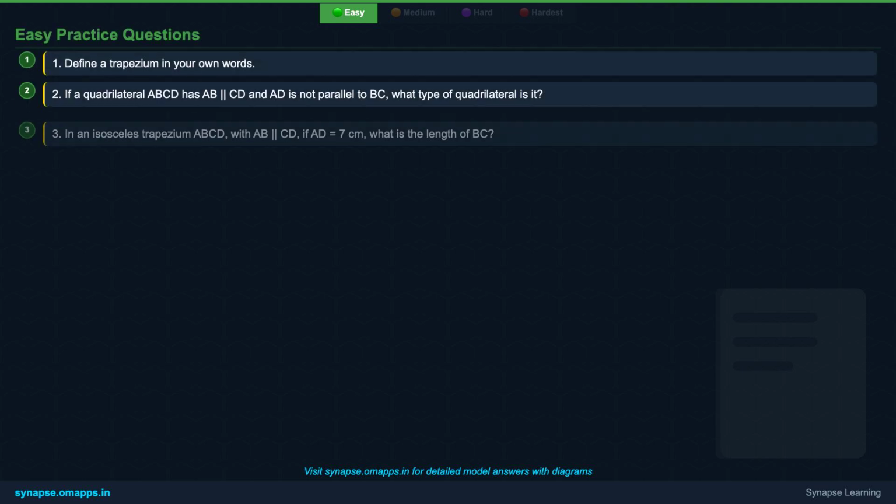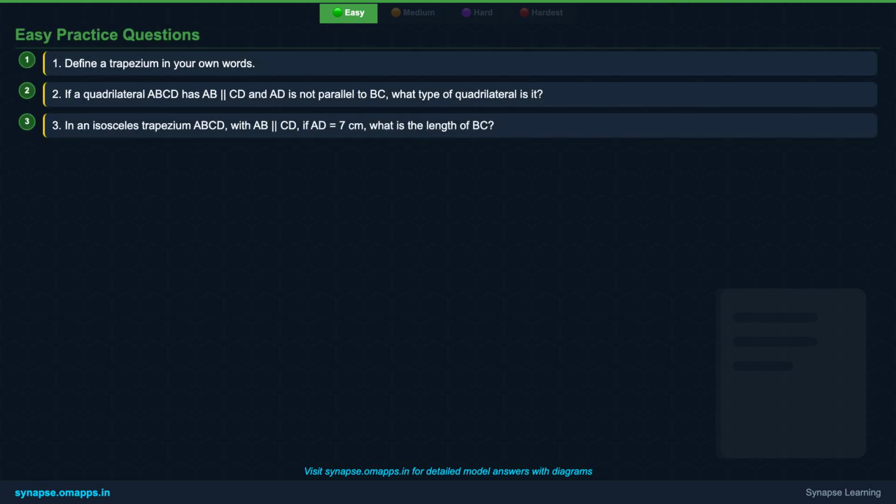Time to test your understanding with some quick questions. Take a moment to define a trapezium in your own words. Then, consider a quadrilateral with 1 pair of parallel sides. What would you call it? Finally, if an isosceles trapezium has 1 non-parallel side of 7 centimeters, what's the length of the other? Pause and think, then check your answers.